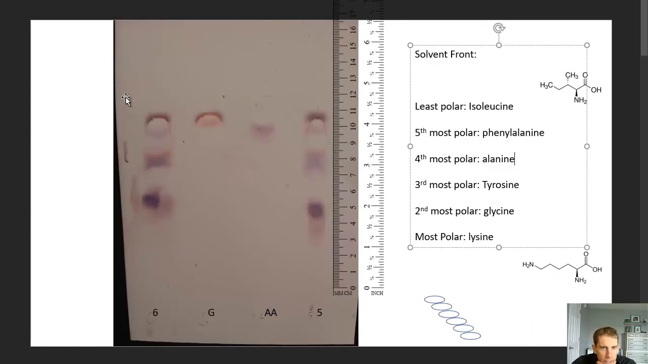So that's our order in terms of polarity. For our solvent front line, it looks like we're between about 11.9 and 12.1 centimeters. If you want to go with millimeters, that works too. So between 119 and 121 millimeters. So let's call it 120 millimeters for our solvent front.